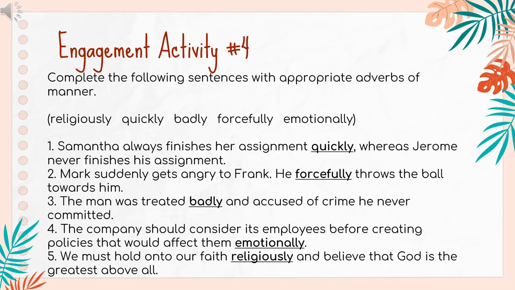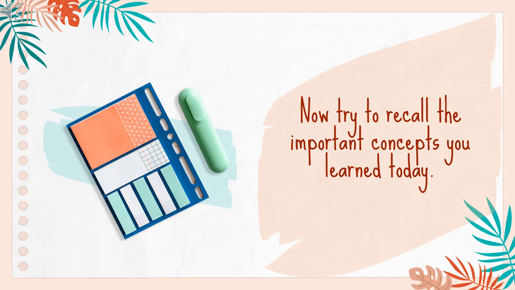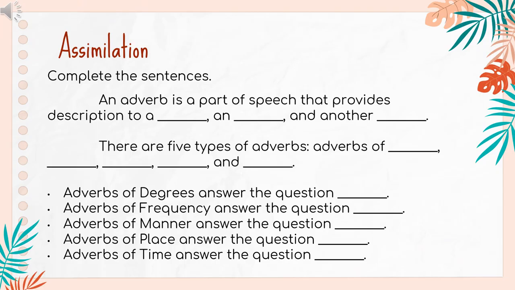Let's check your answers. Did you get a perfect score? Great! You were able to complete the sentences using the types of adverbs. Now, try to recall the important concepts you learned today. Complete the sentences. An adverb is a part of speech that provides description to a blank, and blank, and another blank. There are 5 types of adverbs. Adverbs of blank, blank, blank, blank, and blank.